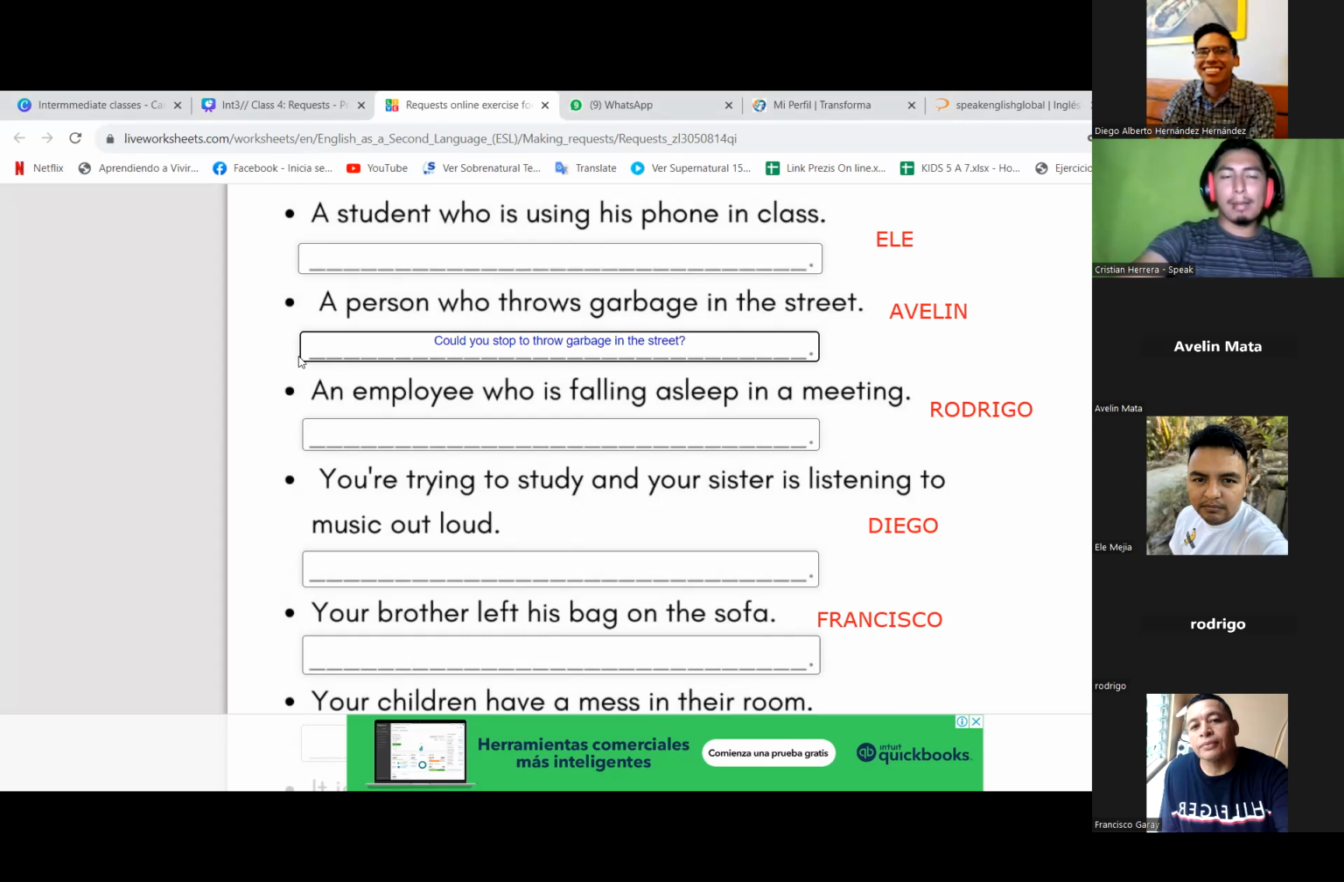What about example 3? Rodrigo, what can you say to an employee who is falling asleep in a meeting? I will say, can you get some more sleep tonight, please? Okay, I like it. That's pretty good. I imagine Rodrigo very angry. Just kidding, okay? It's fine. Can you get some more sleep tonight, please? That's good.